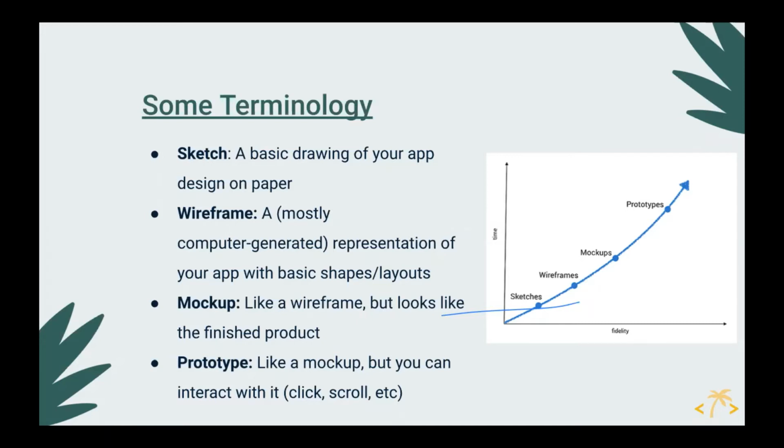So we have kind of like a sketch. A sketch is essentially a basic drawing of your app that you might put on a napkin to quickly express your ideas. We have then a wireframe, which is a step up from a sketch. Once you have a sketch that you really like, you'd have a wireframe, which represents your app with basic shapes and layouts. You might have some text in there, but you don't really have any colors. It's really just focused on functionality.